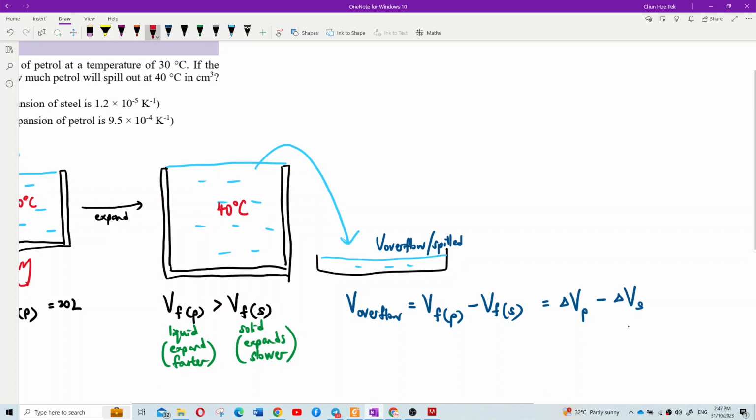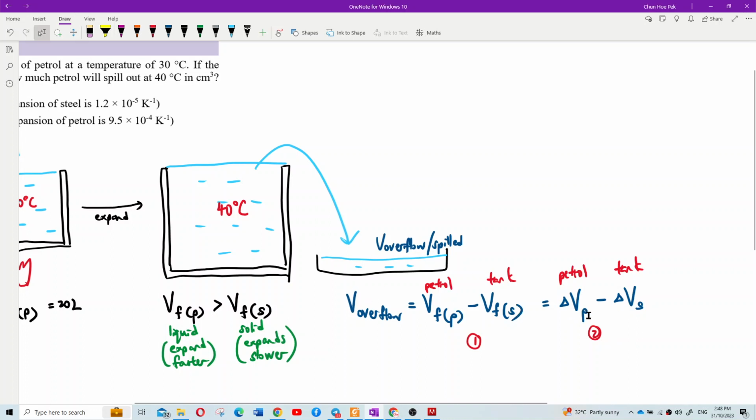Let me write it down. This is the petrol. This is the tank. So you can also use the change of volume of petrol minus the change of volume of tank. That's also equal to the volume overflow. So there are two ways, and both give you the same answer, the volume overflow.